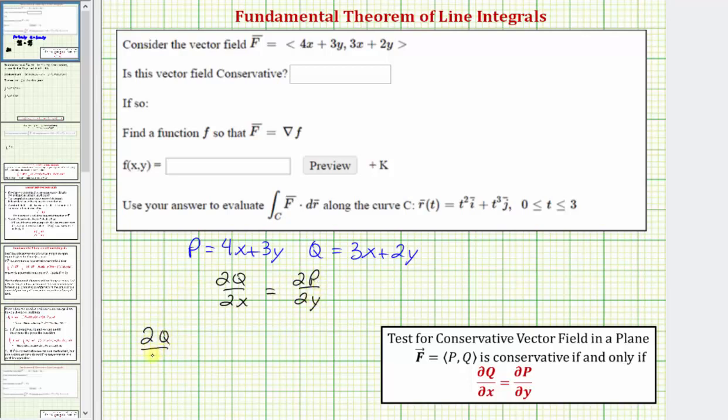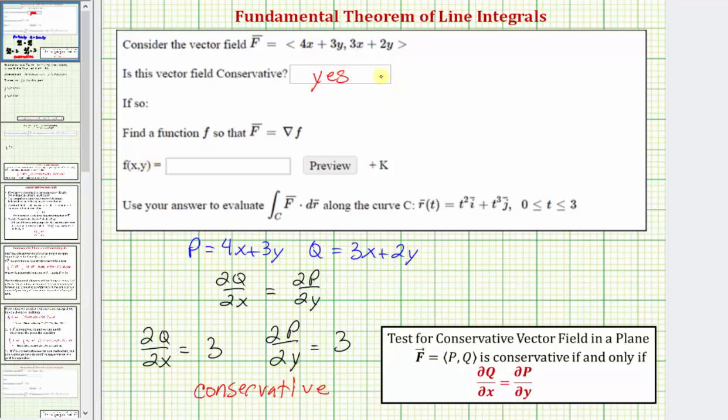So the partial of Q with respect to x is equal to the derivative of 3x plus 2y with respect to x. Well, the derivative of 3x with respect to x would be 3. The derivative of 2y with respect to x would be 0, because we're treating y as a constant. And now the partial of P with respect to y would be equal to the derivative of 4x plus 3y with respect to y. Well, the derivative of 4x with respect to y is 0. The derivative of 3y with respect to y is 3. So because the partial derivatives are equal to each other, we now know that the given vector field is conservative. So this first answer is yes, the vector field is conservative.